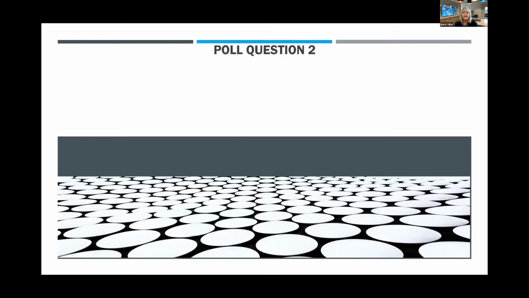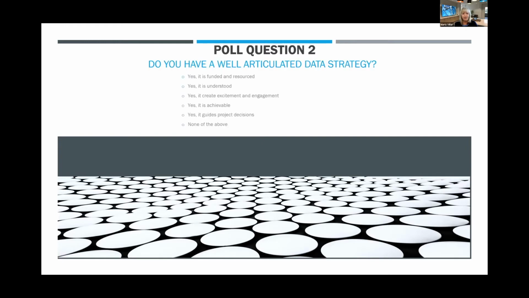So now we're going to take the next poll question. Now that I've explained the criteria for success, I want you to go back and identify, especially those that say they do have a well-articulated data strategy, which ones of the criteria do they see? So Robert, back to you.